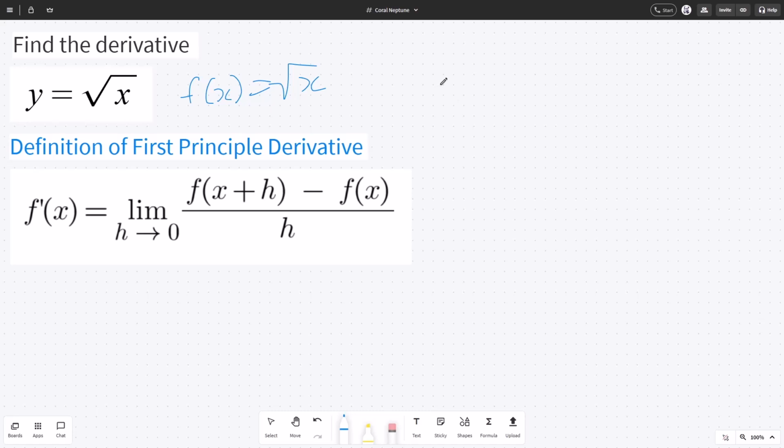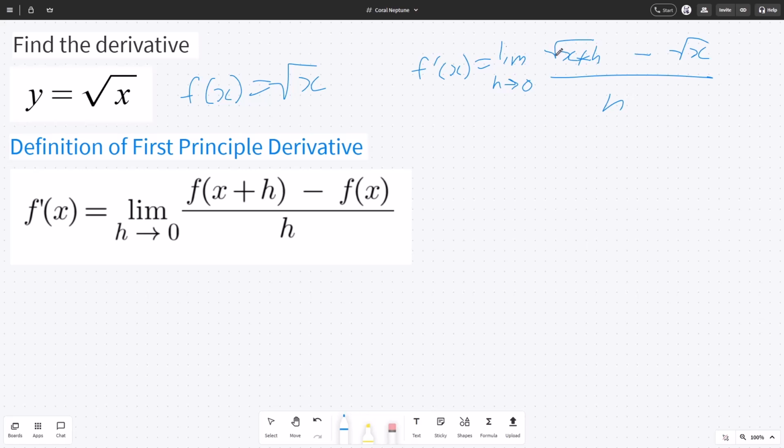So to do this problem, f prime of x is equal to the limit as h approaches 0, and instead of writing f, we can say root of x plus h minus f of x, which is just root x, all over h. Now, we have a little bit of a problem here: if we plug in 0 for h, we get an undefined number. So we have to figure out a way to avoid getting a 0 in the bottom.